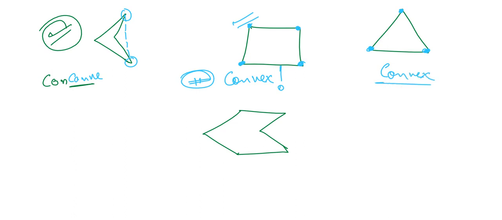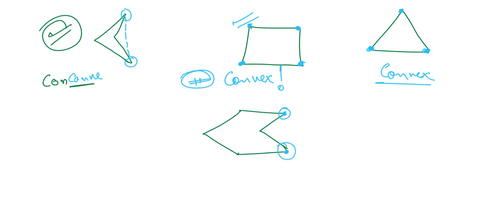What about the scenario here? If I join these 2 vertices, would I get an edge which is lying outside? No, the edge is lying inside. So is there any couple of vertices joining which I would get an imaginary line outside? Yes, there are. Can you spot them?